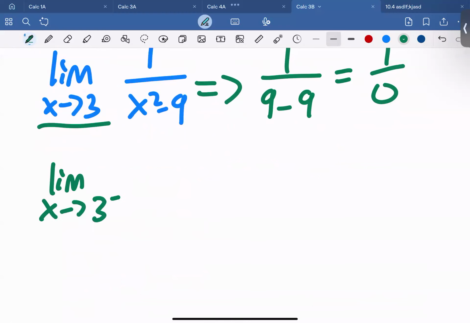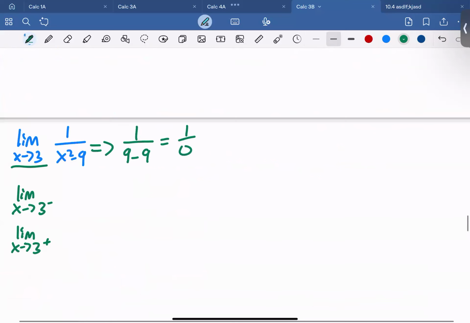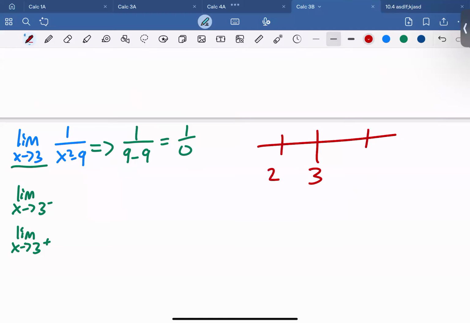So x approaches 3 from the left hand, and x approaches 3 from the right hand. The left hand, okay, let me draw a little diagram. This means that if I'm approaching x equals 3, okay, this is just a regular number line. Left hand means I am looking at the value just to the left of 3. So this little minus sign doesn't mean necessarily negative. It just means I'm on the left side of 3.